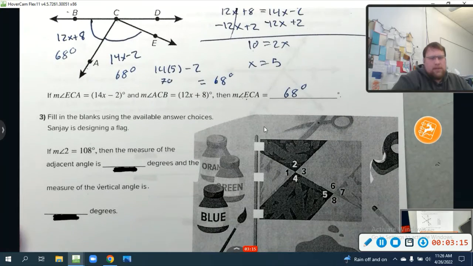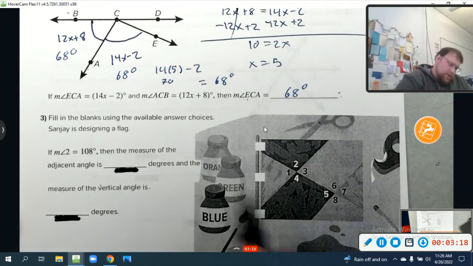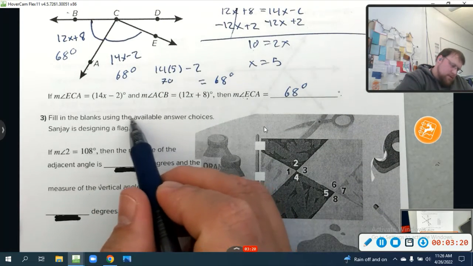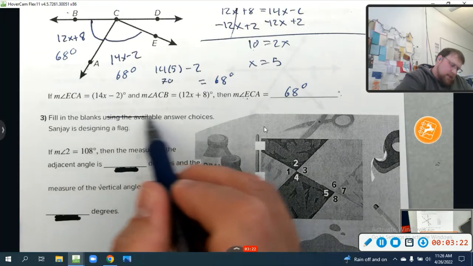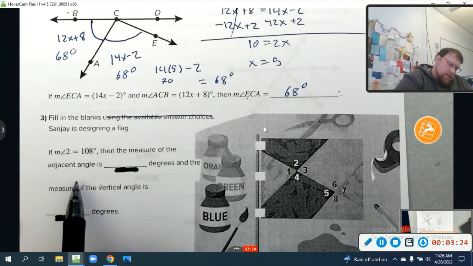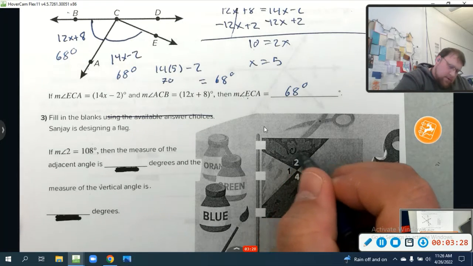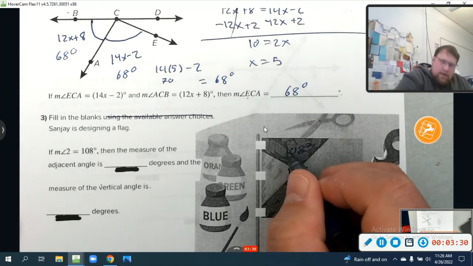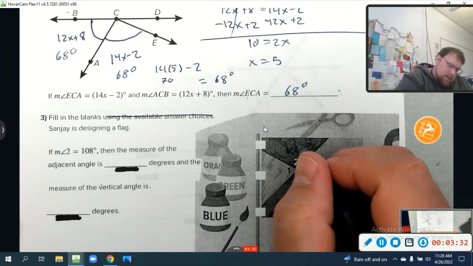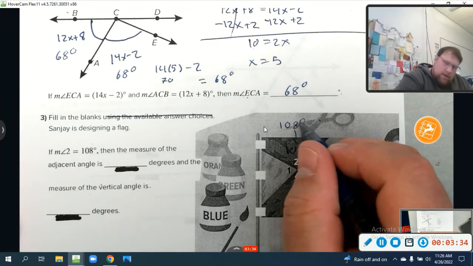Fill in the blanks using the available answer choices. You don't have answer choices. Just fill in the blanks. Boom. If the measure of angle 2 equals 108 degrees, so I want to put that in there. 108 degrees. I don't know if you can see that very well, but maybe I'll go write it up here. 108 degrees. That's better.